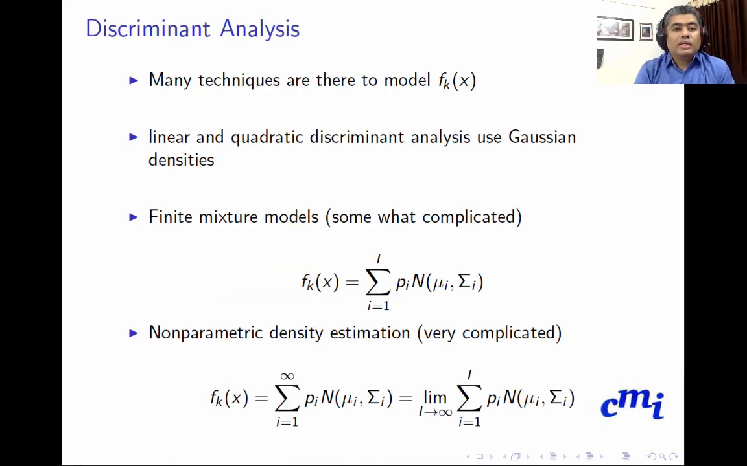In discriminant analysis, most of the effort goes into modeling the class conditional density f_k(x). Standard linear discriminant analysis and quadratic discriminant analysis use the Gaussian density. One can use finite mixture densities, or non-parametric density estimation, which are very complicated. In this course, we are not going to work on these somewhat complicated methods of finite mixture models and non-parametric density estimation. We are going to use straightforward Gaussian densities.